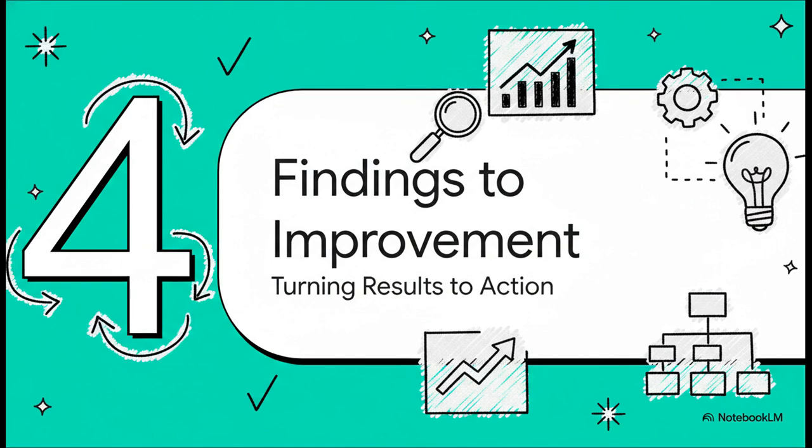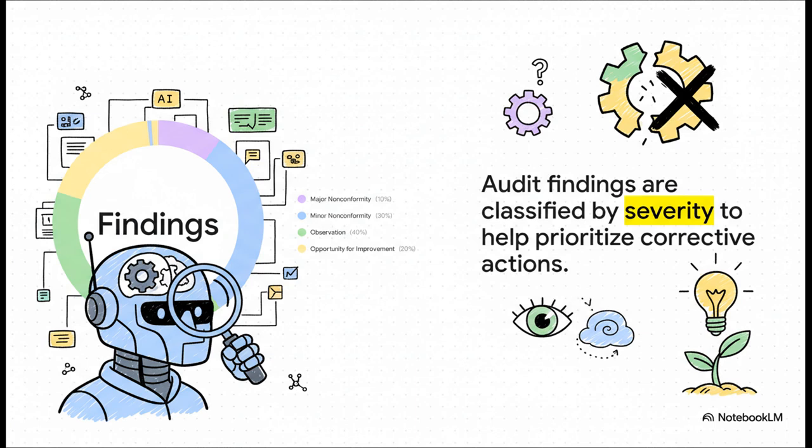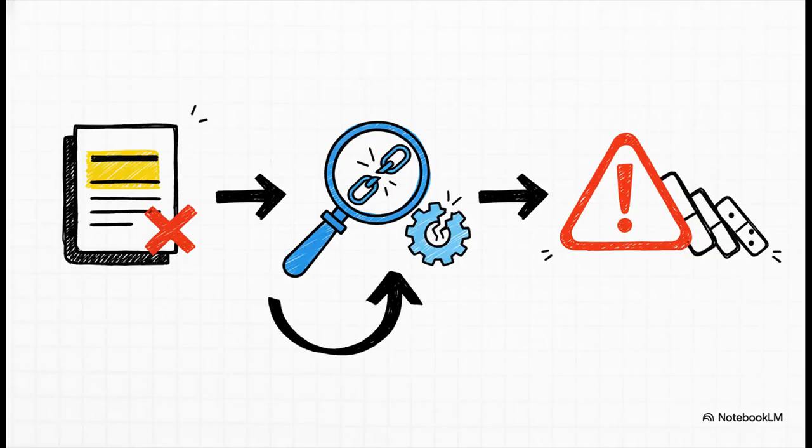And that brings us to our final section, from findings to improvement. Okay, the examination is over, the results are in, so now what? Honestly, this is where the audit creates the most value. The results of an audit are called findings, and they get sorted by how serious they are. A major nonconformity is a big deal, a systemic failure. A minor one is more like an isolated slip-up. An observation is basically a heads-up about a potential problem down the road, and an opportunity for improvement is just a friendly suggestion.